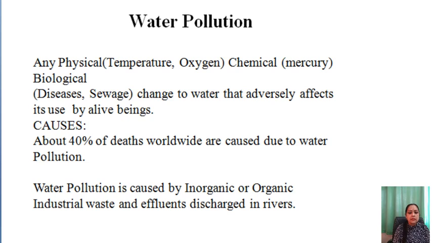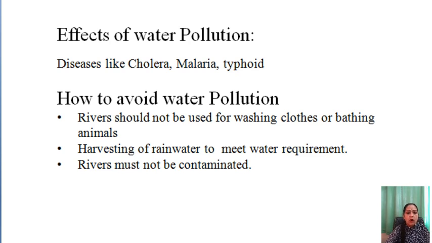About 40% of deaths worldwide are caused by water pollution. The second main point is that water pollution is caused by organic and inorganic industrial waste and effluents discharged into rivers. The major effects of water pollution are how humans are affected by it. Some examples are diseases like cholera, malaria and typhoid. These diseases are due to water pollution. If our water is contaminated, we will suffer from these diseases.